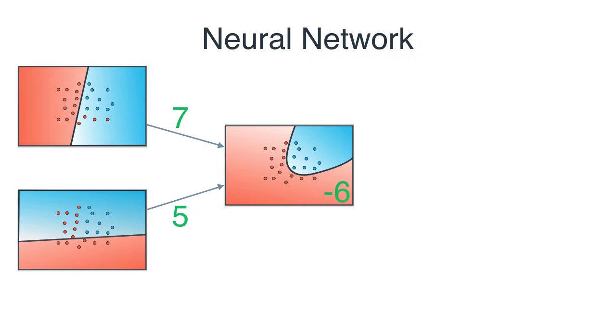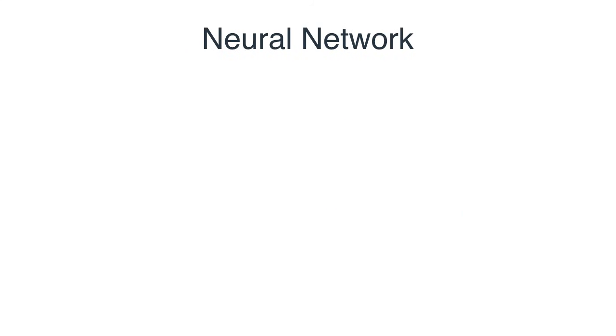So now I'm going to encode the linear combination of the two areas with the coefficients 7, 5, and minus 6 as this node, where in my edges I have 7 and 5, and in the third node I have minus 6. And now it seems like we can build our neural network in the following way.